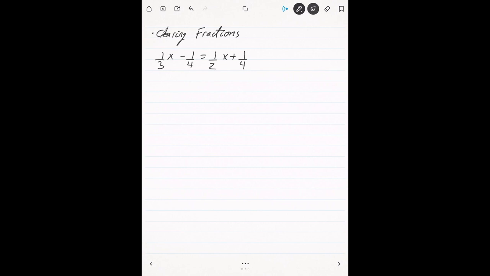So what number is big enough that 3, 4, and 2 are all factors of it? 3, 4, and 2 all multiply into this number. What is that? Well, hopefully you're saying the number 12. What's a common denominator between 3, 4, and 2, or a common multiple? The number 12 is. So take the number 12, and we're going to multiply it to both sides of the equation.